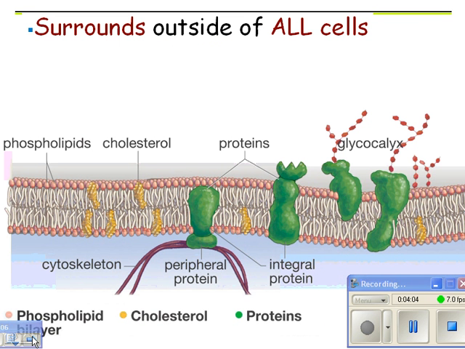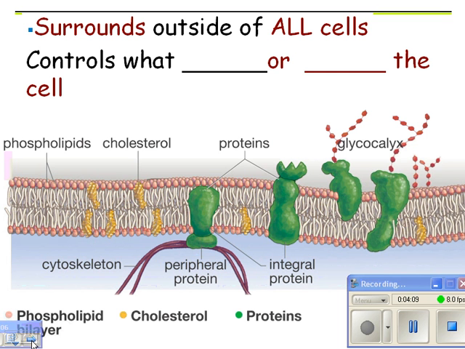The cell membrane surrounds the outside of all cells, whether it's a prokaryote or a eukaryote. It controls what enters and what leaves the cell. So there are only some things that can go straight through a lipid, and then there are other things that will actually have to go through a protein, which I'll show you later. But the cell can control a lot of what goes in and out of it.